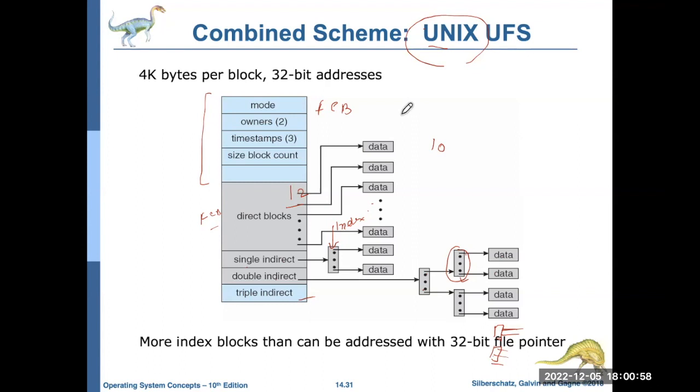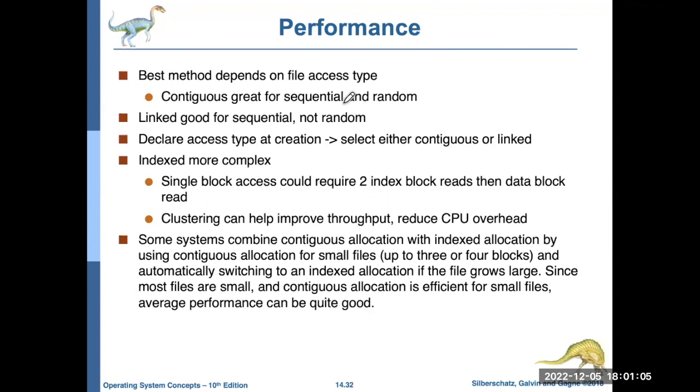Now, one of the advantages that we have discussed is that it allows random access also. So the best method depends upon the file access type. Contiguous is great for sequential and random. Linked allocation is good for sequential but not random. And indexed is certainly very complex, but it also provides very good random access.